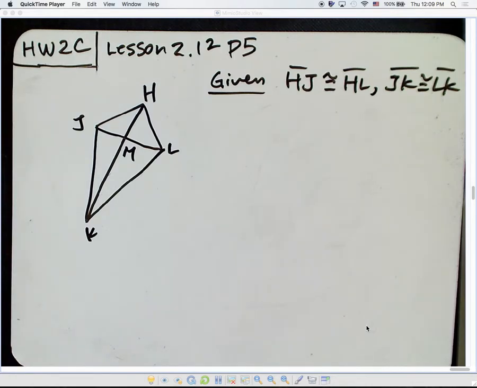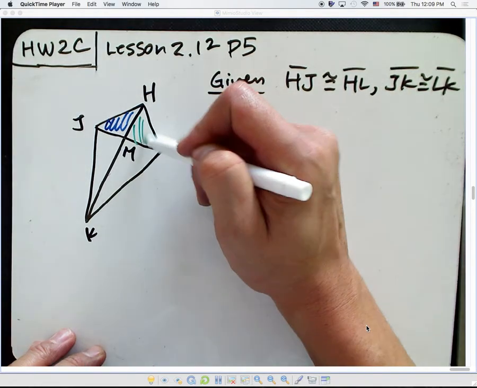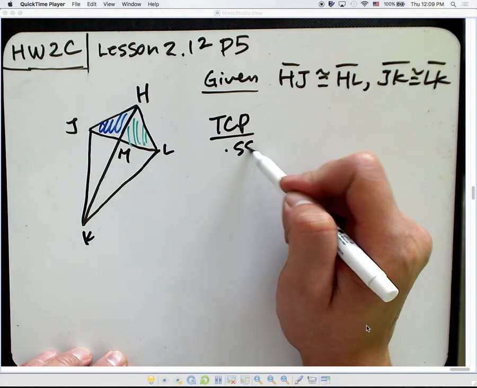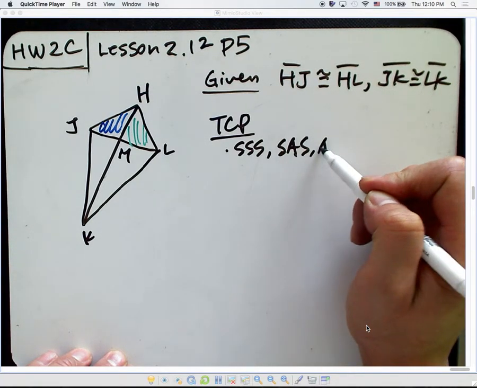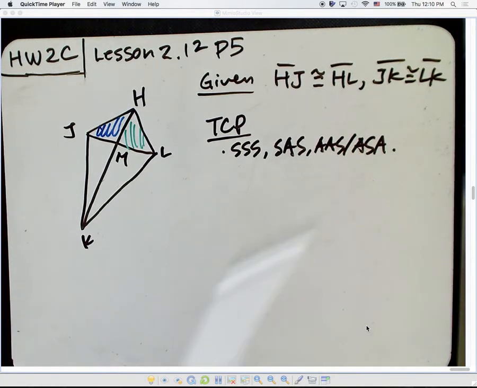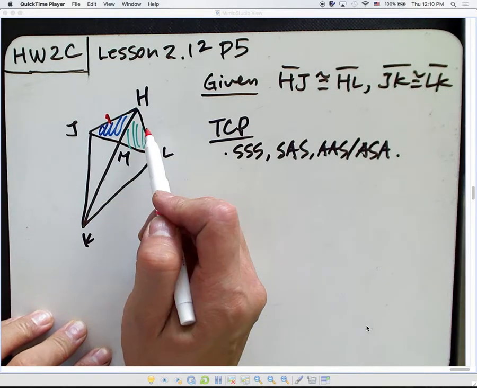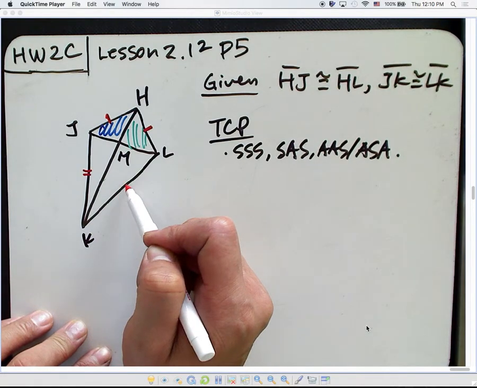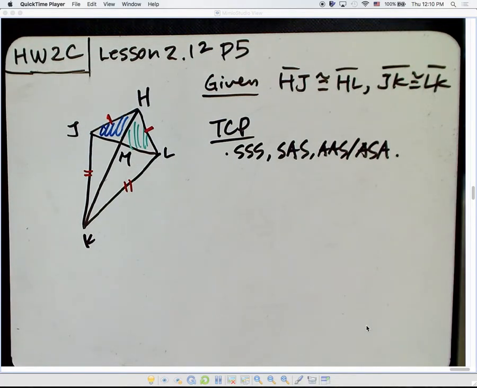Then prove that triangle HJM, which is the blue triangle, and triangle HLM are congruent. Again, in order to prove two triangles are congruent, you have to use TCP, which could be SSS, SAS, ASA. So use one of these to show that these two triangles are congruent. What are the givens? HJ is congruent to HL, and JK is congruent to LK. Then we have to prove that triangle HJM is congruent to triangle HLM.